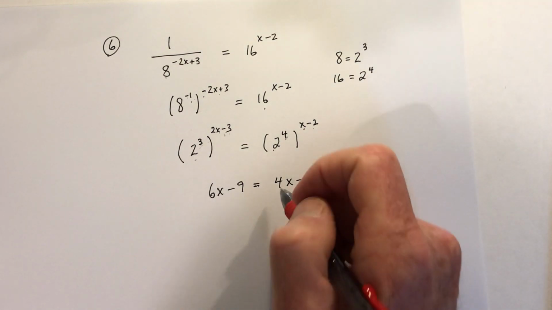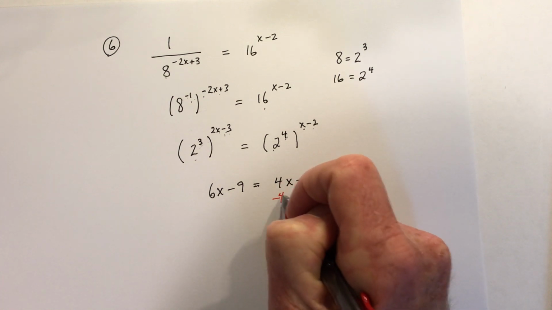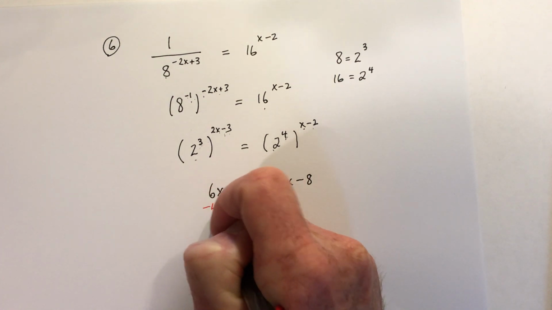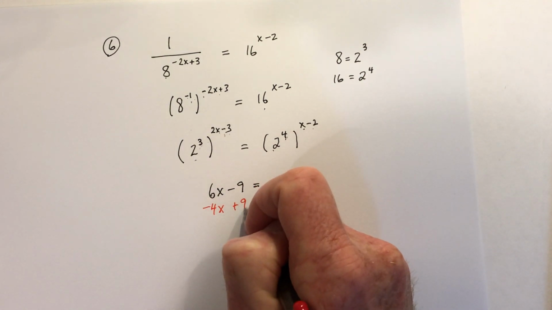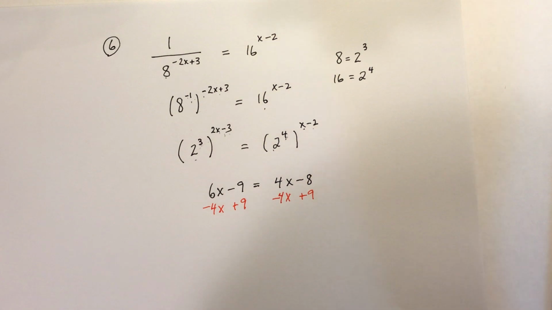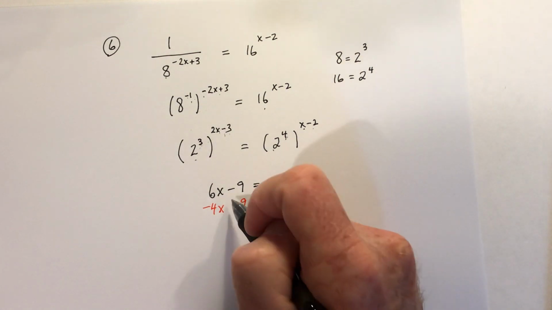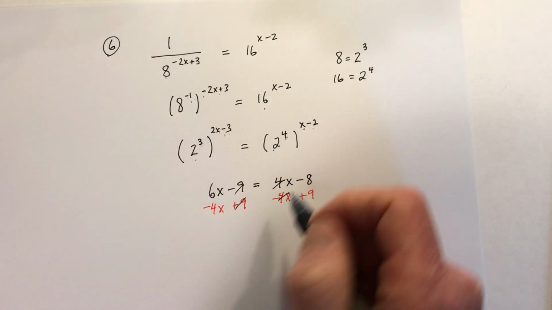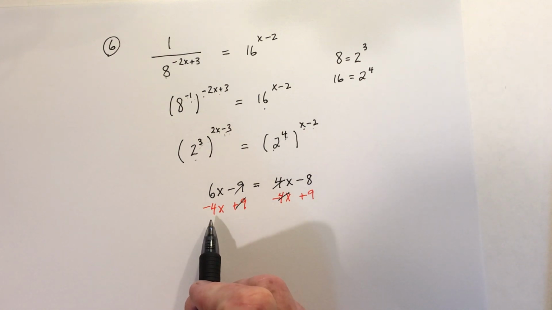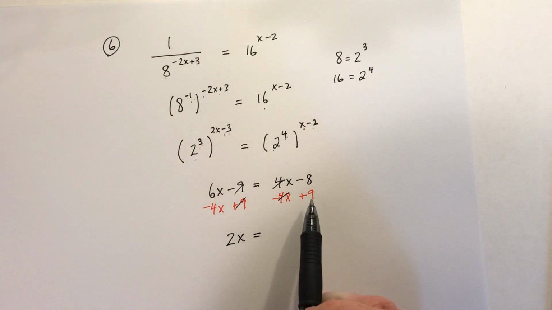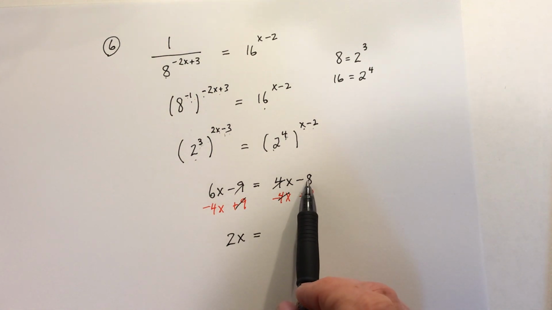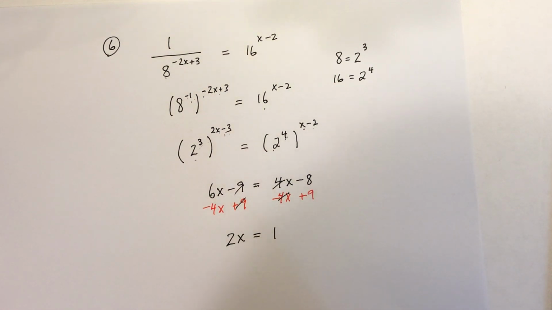And then get the x's on one side. I'm going to subtract 4x from both sides. And then I'll move the 9 to the right side, or in other words, add 9. And then we get cancel, cancel, cancel, cancel. This on the left side is going to be 2x. And on the right side, it's going to be 9 minus 8, so that's a 1. And the last step, divide both sides by 2, so x is equal to a half.